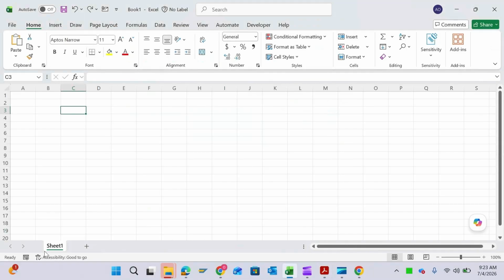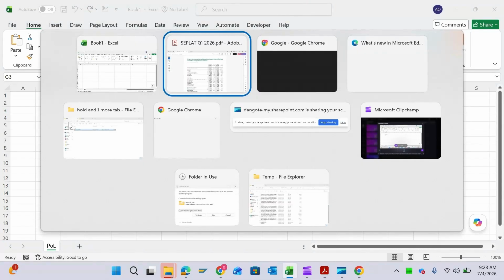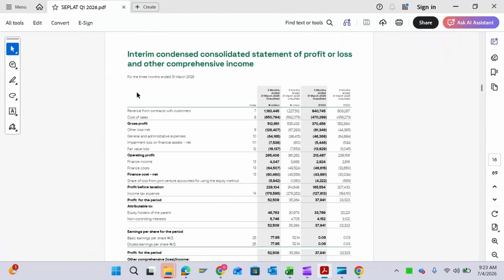Statement of profit or loss first. So we have this. And what do we have next? We have the years.